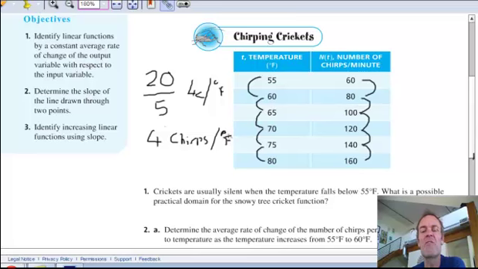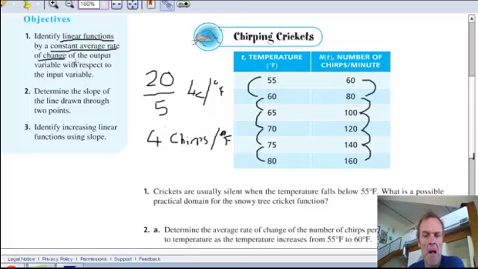So that's the average rate of change because it's 20 over 5. But that's everywhere. So this is a linear function. This is going to be a true straight line graph. It's going to go through every single point beautifully. And that's why we call these linear functions, because it has a constant average rate of change everywhere. Everywhere I looked, it had the same rate of change. It was 4 chirps per degree.